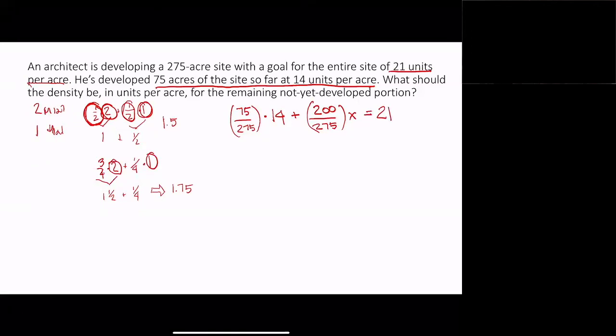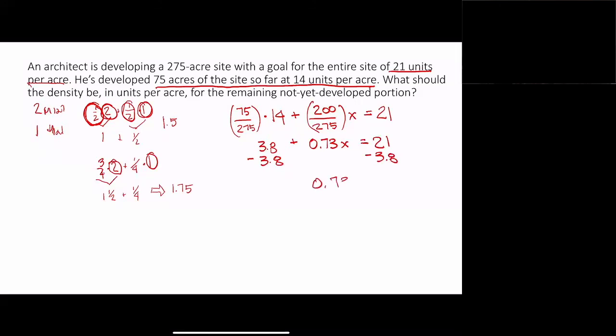All right. Now, 14 times 75 over 275 is going to give you 3.8. If you ran that out, you can check me on your calculator if you'd like. Plus 200 over 275, which is 0.73, times x is equal to 21. And then we can subtract 3.8 from both sides. And we wind up with 0.73x is equal to 21 minus 3.8, which is 17.2.